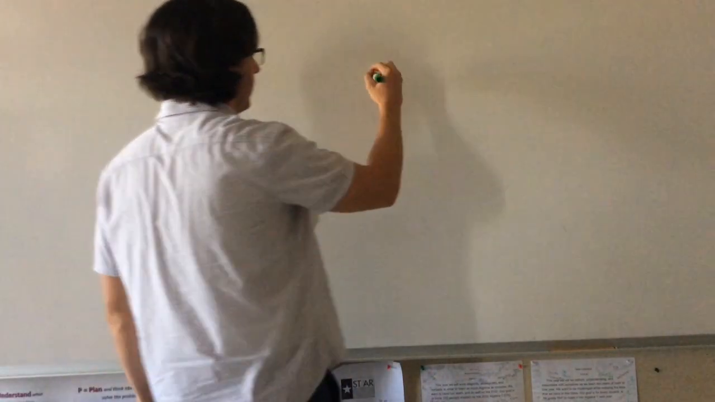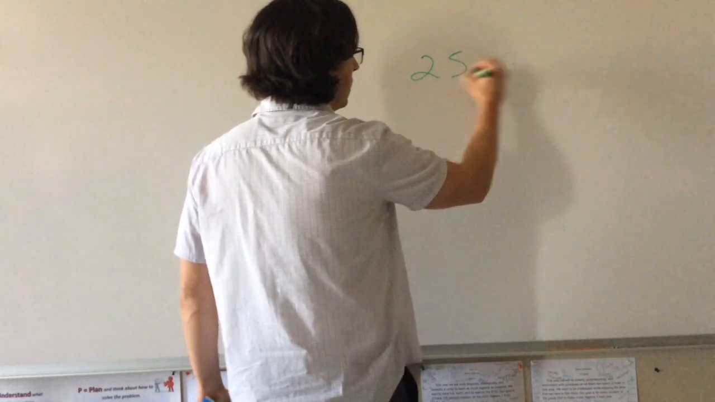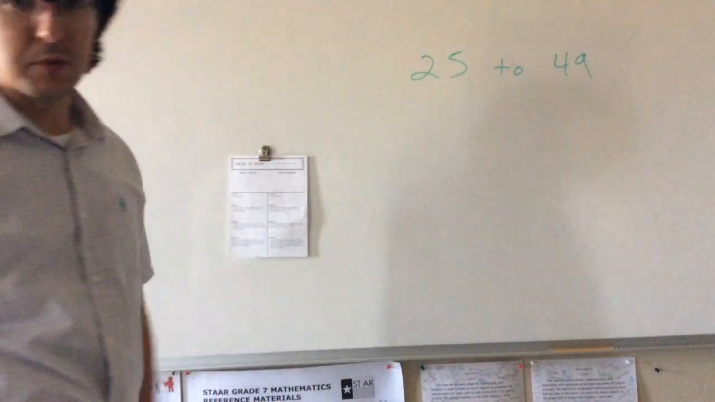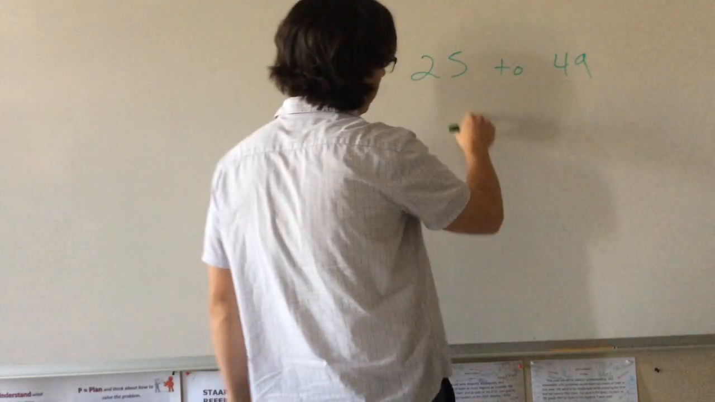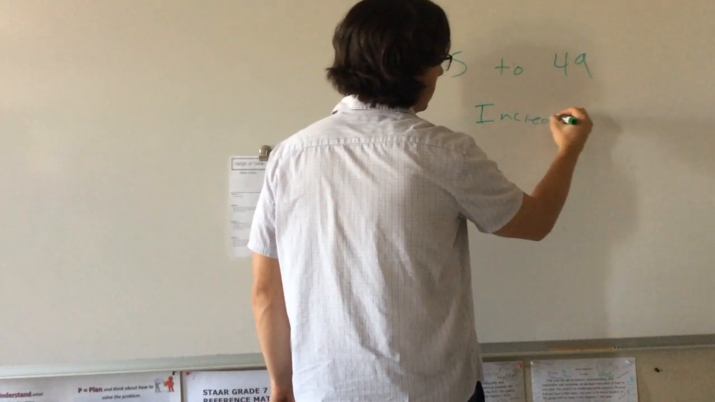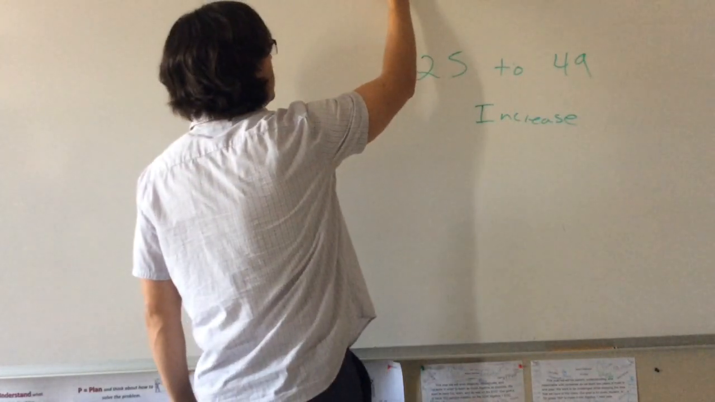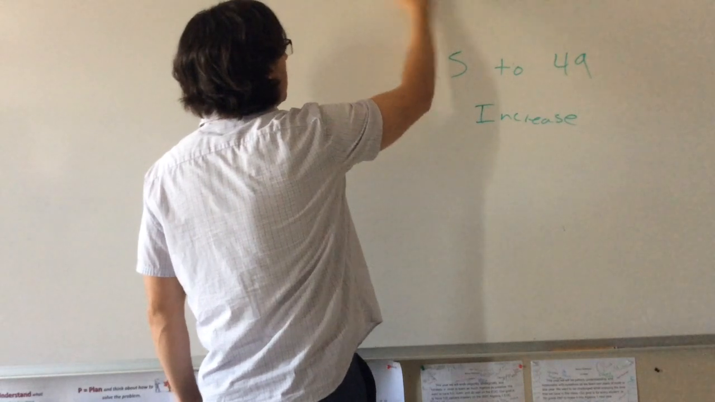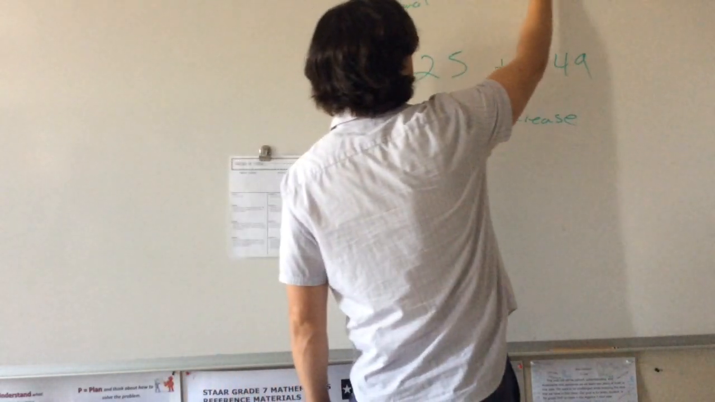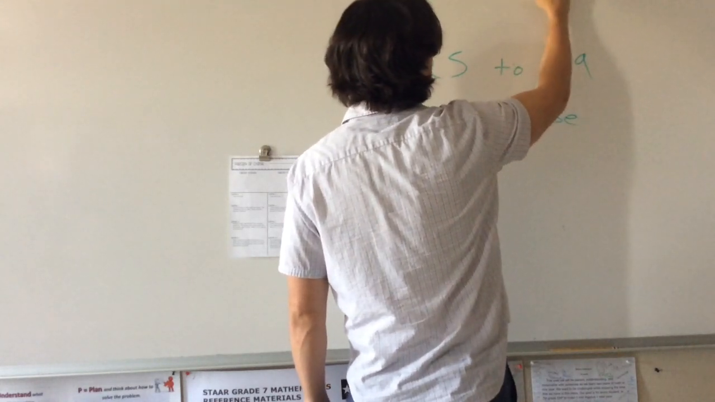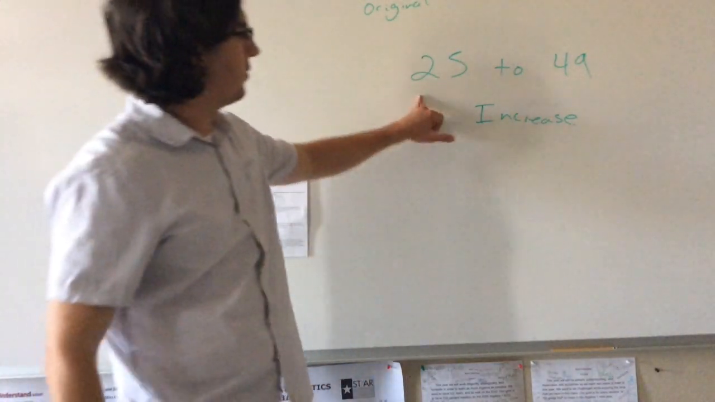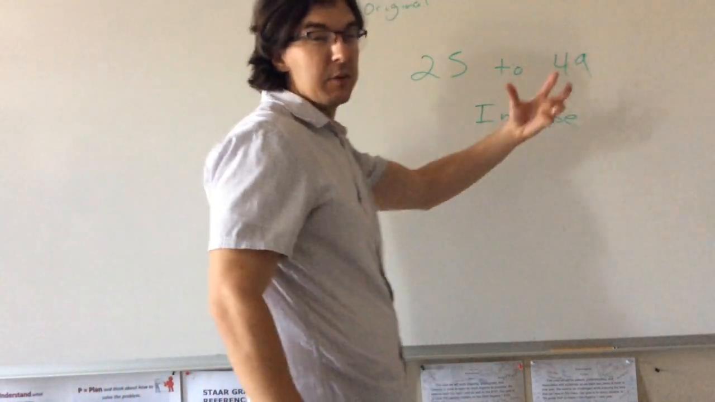So we've got 25 to 49. Okay, now first of all, we should ask ourselves, is this a percent increase or a percent decrease? Well, if we're going from a small number to a big number, we know that it's going to be an increase. I'm going to go ahead and write out our formula again. It's going to be change over original equals percentage over 100. Okay, so when I say change, what I'm talking about is what is the difference between 25 and 49? We're finding the difference, and that's subtraction.